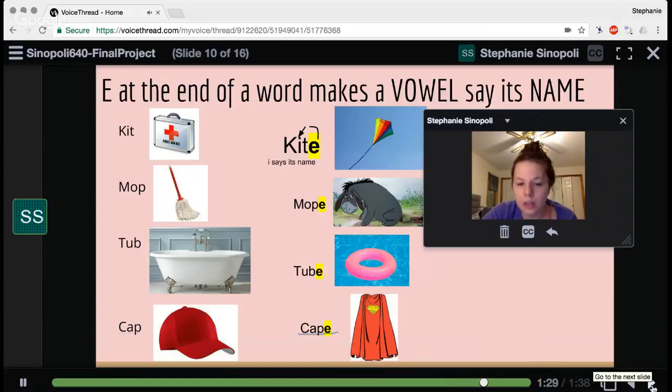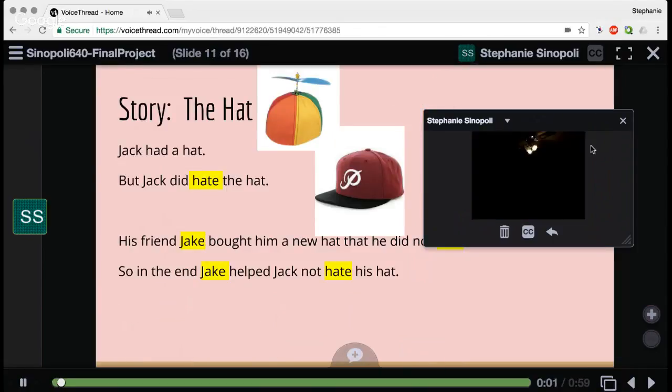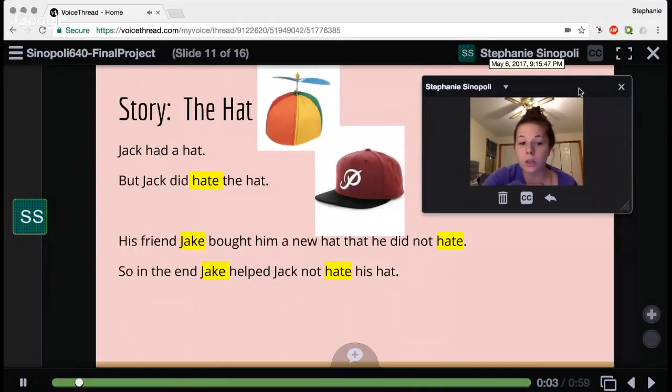Because the E makes the vowel say its name. Yes, say it together. The E makes the vowel say its name. Good. All right, Karen, so now I am going to read a story, and I'm going to teach you what we're going to do when we read the next story. So this story will be mine to do, and you're going to do the next one.